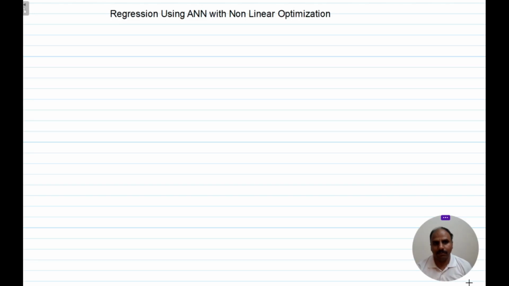Today's lecture we will discuss regression using ANN with nonlinear optimizations. So what is meant by regression? In machine learning there are two types: supervised and unsupervised learning. In supervised learning, it is further categorized as regression and classification. Regression means we are predicting the future values.